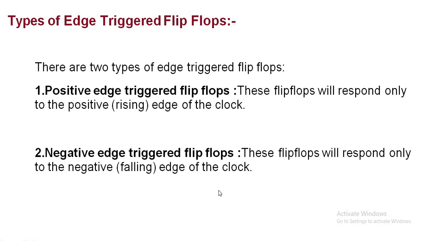Now types of edge triggering. There are two types of edge triggering, positive edge triggering and negative edge triggering. Positive edge triggering means the flip-flop will respond only to the positive edge of the clock signal. Second type is negative edge triggering flip-flop. In negative edge triggering, these flip-flops will respond only to the negative edge of the clock signal.